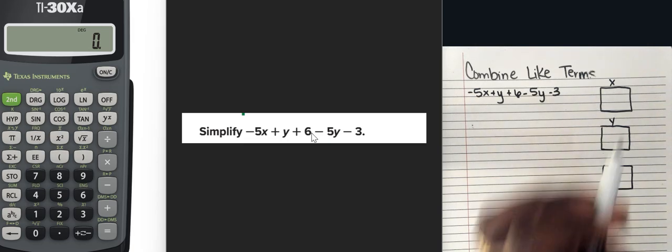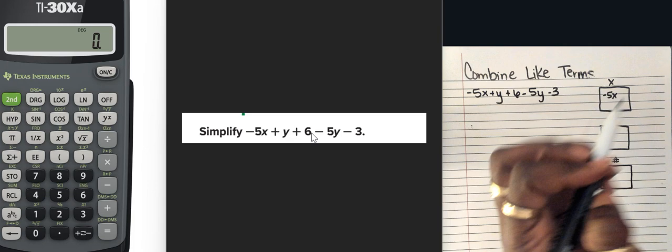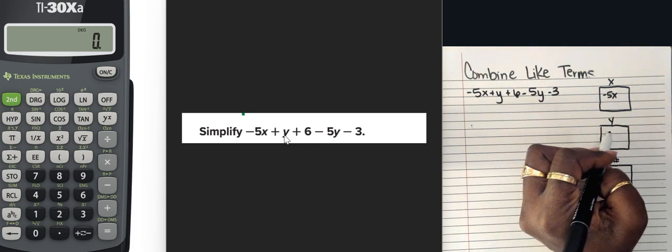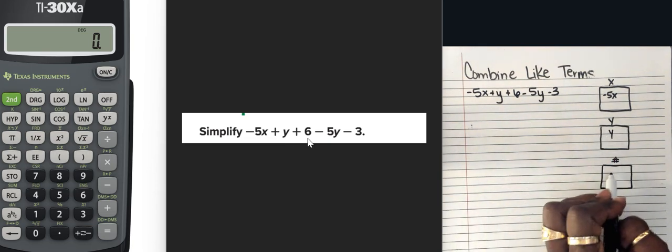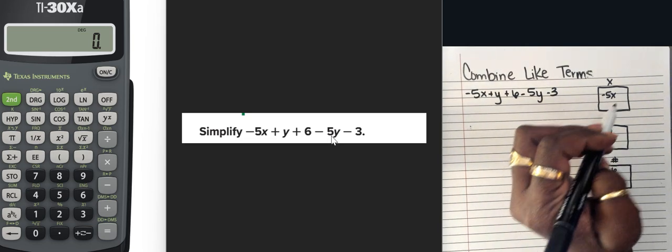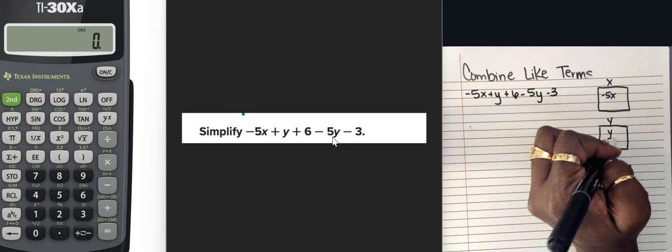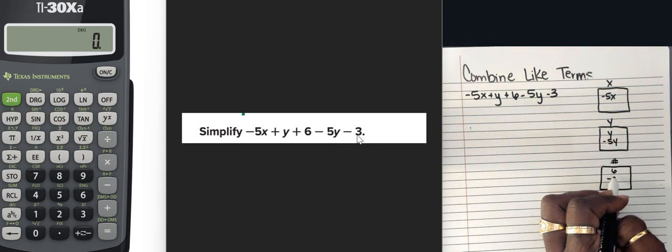All right, so for x's, we know that we have a negative 5x. The y goes into the y bin. Remember, if we don't see a number in front of it, we know that that's 1y. And then we have a 6, so that goes in the numbers bin. Then we have a negative 5y, which goes in the y bin. And then we have a negative 3, which goes down here.